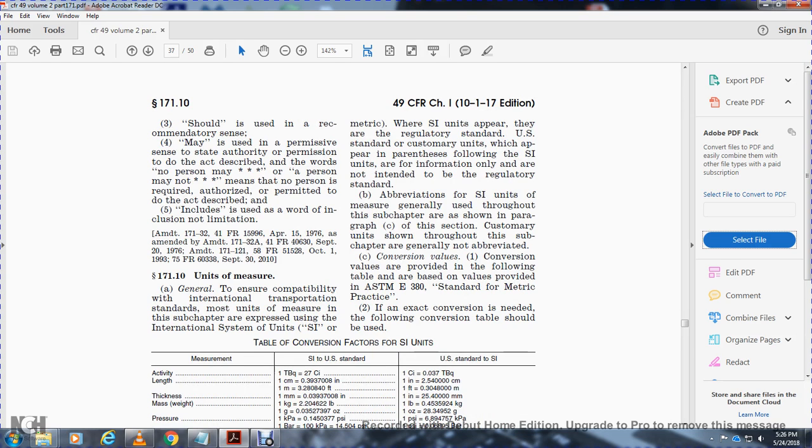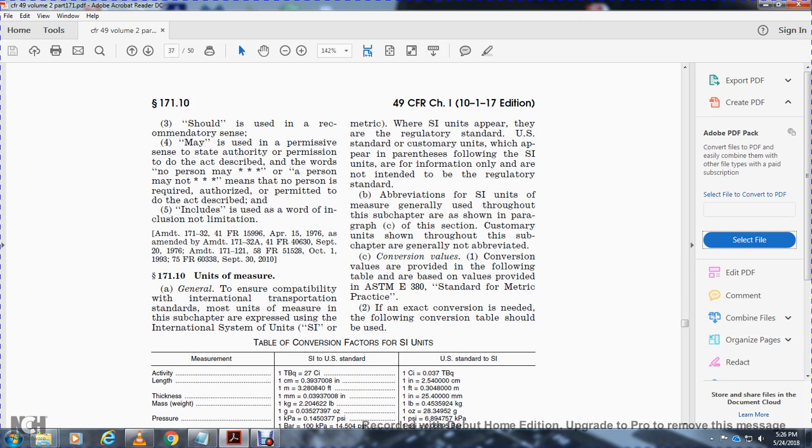171.10 Units of measurement. General: to ensure the capability and initial transportation standard, most of the measurements in this subchapter are expressed in the International System of Units, SI. SI units appear as the regulatory standard of the U.S. Department, with standard customary units appearing in parentheses following the SI unit. The information in parentheses is not intended to be a regulatory standard.